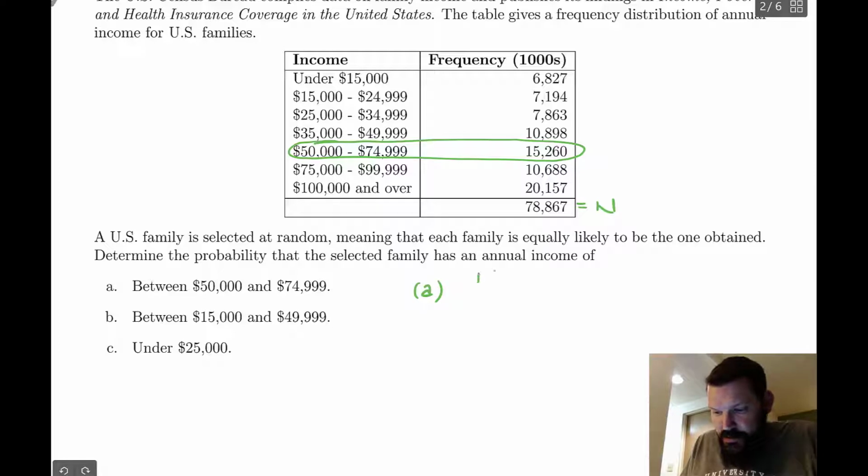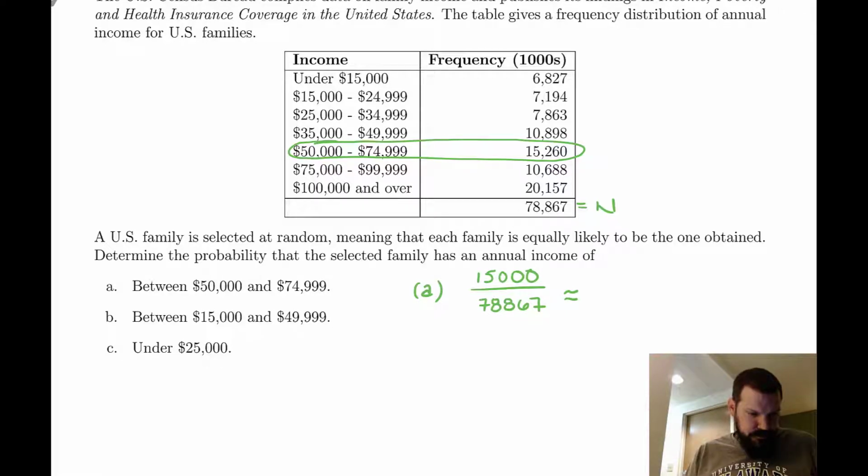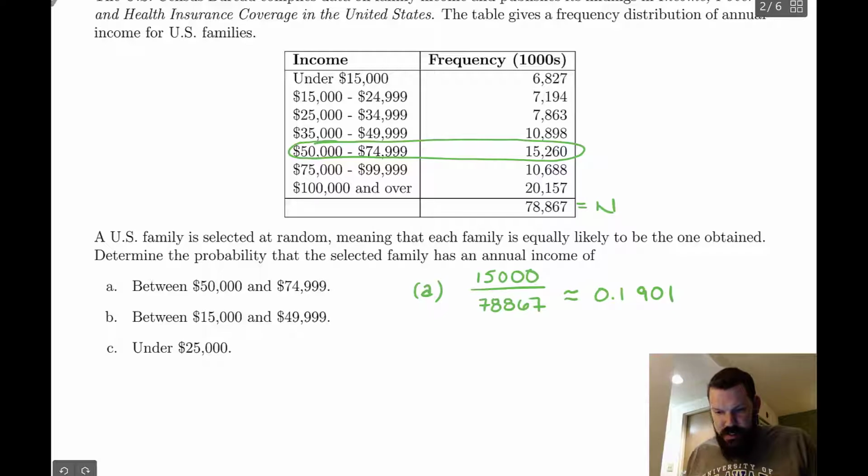Part A is 15,000 out of 78,867. And if we take that down to a decimal for the probability, let's see... You think I could use a calculator? It's going to be approximately 0.1901. So about a 19% chance that the selected family has an income between 50,000 and 74,999.